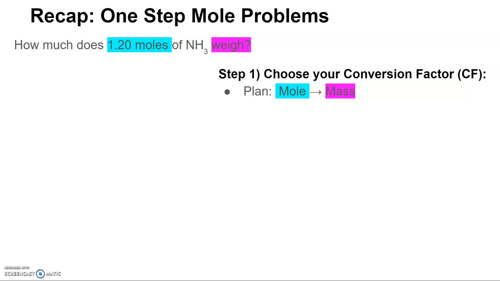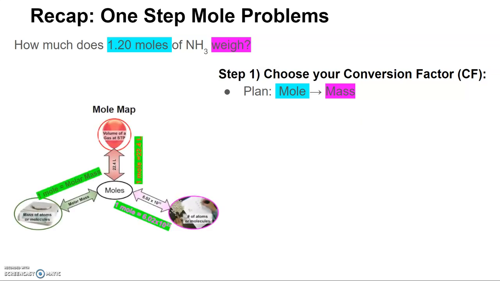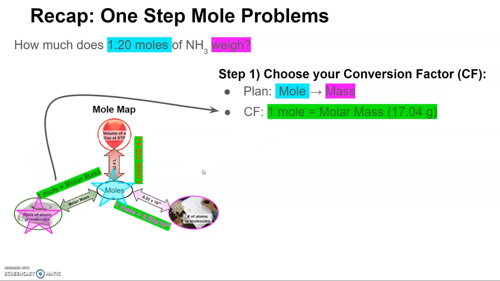We map out our plan. We're going from moles to mass. And to choose the conversion factor, we can use our mole map. So we're starting with moles, and I'm going to put a blue star where moles is on the map. And we're trying to get to the mass, so I'm going to put a pink star where mass is on the map. Now, in order to go from moles to mass, I have to pass through the 1 mole equals molar mass conversion factor. So that's the conversion factor I'm going to use for this problem.